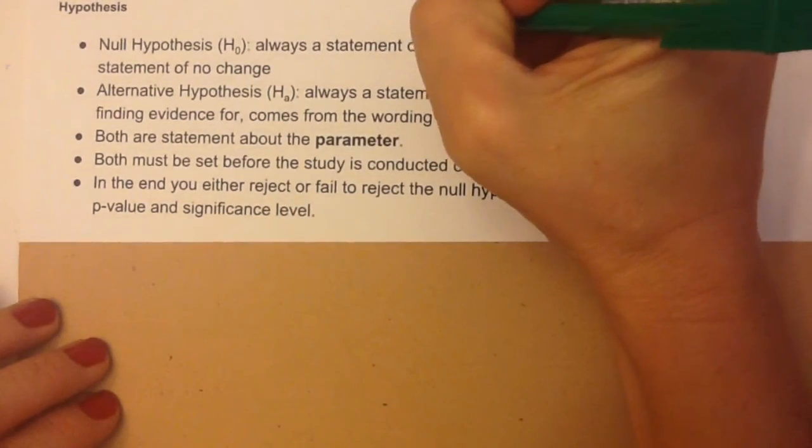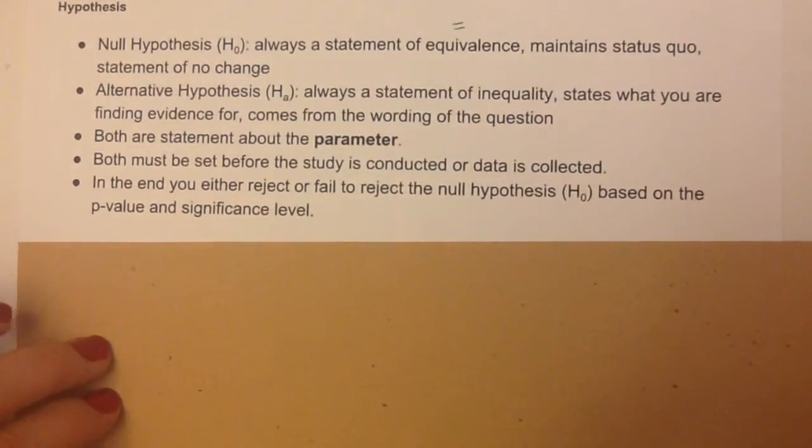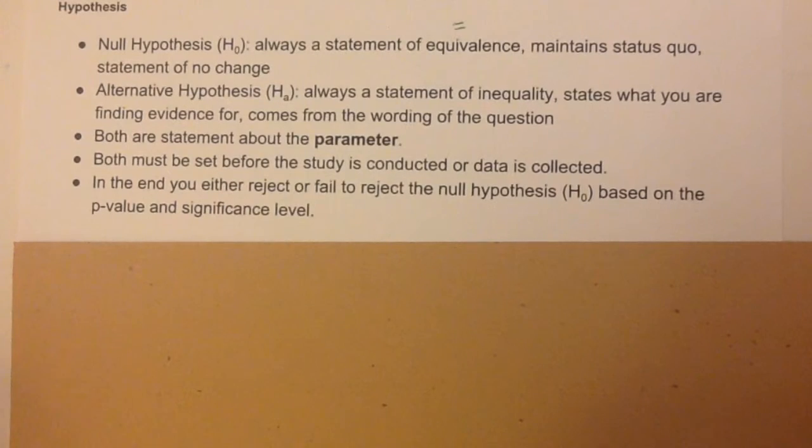So your H0 will always be an equality. So have either mu equals something or p equals something, but it's always an equality. It's a statement of equivalence. It's maintaining what already exists. So if you already know something has a mean of 12, then your null hypothesis is going to maintain that one that you already know. Then you're testing it against something new.